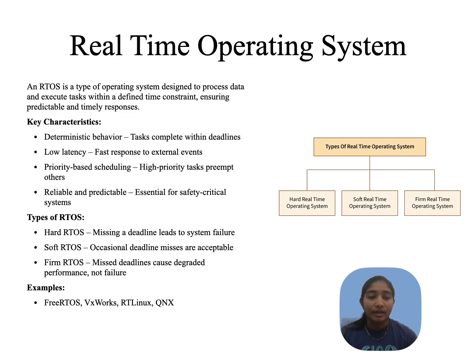There are three different types of RTOS: hard RTOS, soft RTOS, and firm RTOS. In hard RTOS, missing a deadline causes system failure, whereas in soft RTOS, some missed deadlines are okay but not ideal. In firm RTOS, occasional misses reduce the performance but do not crash the system. Popular RTOS examples include FreeRTOS, VxWorks, RTLinux, and QNX.